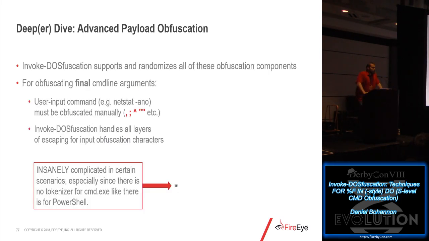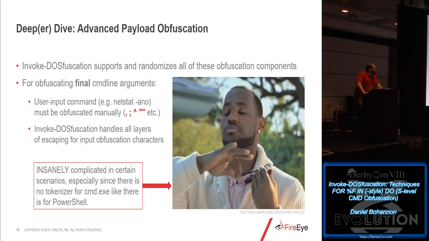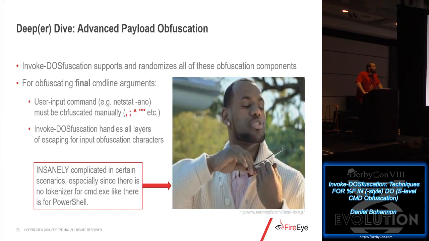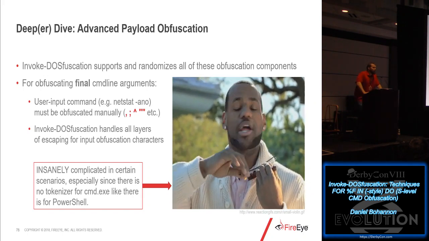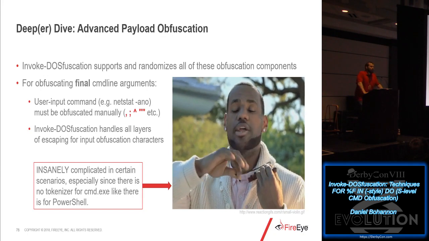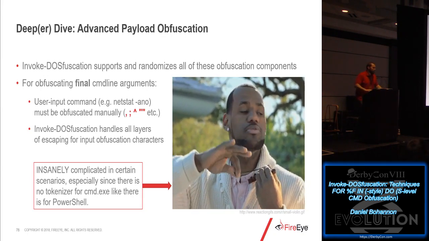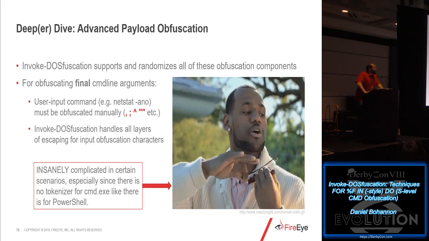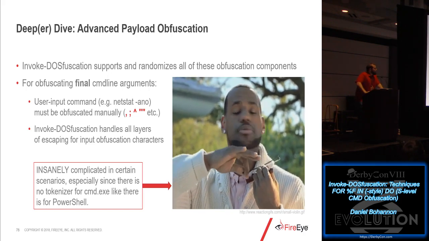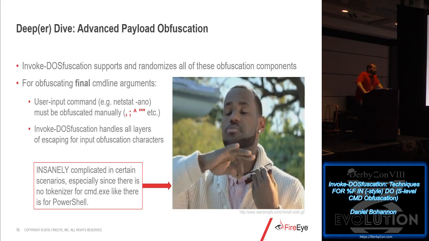So with Invoke-DOSfuscation, you can basically hand it any input command.exe command, and it will support and randomize all of these obfuscation components, whether you want this additional obfuscation or not, and it'll handle all the layers of escaping for all this stuff. And this is my world's tiniest violin slide, because this is where I kind of feel sorry for myself, because this really sucked to build, because with PowerShell obfuscation, at least I had access to things like the language tokenizer or the abstract syntax tree to be able to piece together what every piece of the command was, but there's no such thing for command.exe, and it made it really difficult, but it still works pretty much all the time.